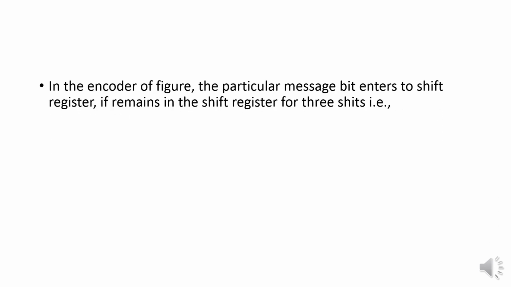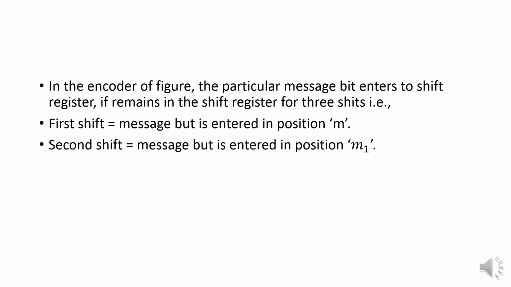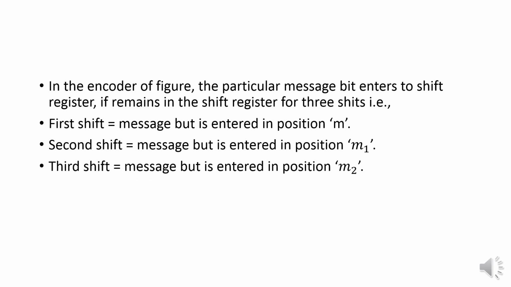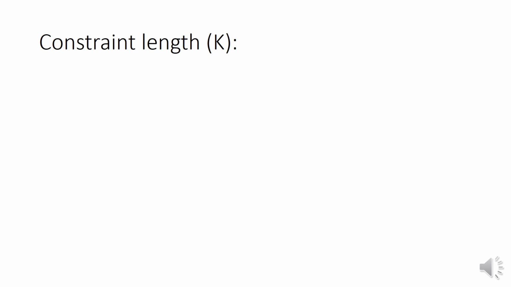In the encoder of the figure, we observe that whenever a particular message bit enters the shift register, it remains in the shift register for 3 shifts. For the first shift, the message bit is entered in position M. For the second shift, the message bit is shifted to position M1. For the third shift, the message bit is shifted to position M2. At the fourth shift, the message bit is discarded, or simply lost by overwriting.